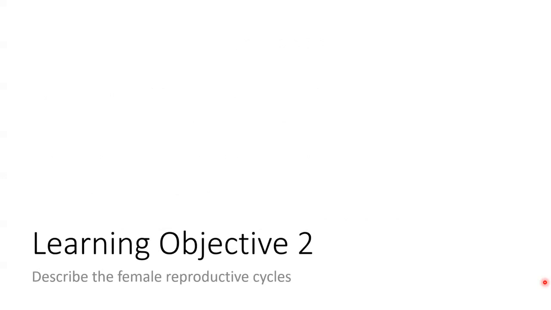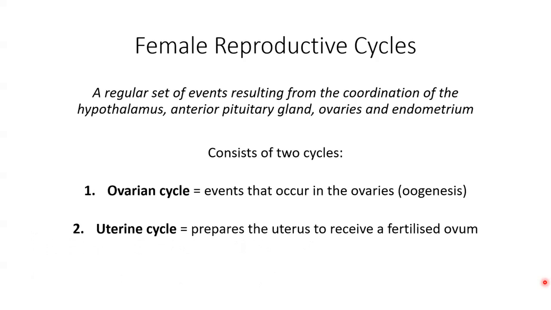So moving on to learning objective number 2, which is to describe the female reproductive cycles. And after puberty, it's these cycles which actually regulate some of the processes that we just talked about. So during their reproductive years, non-pregnant females will typically exhibit cyclical changes in both the ovaries and in the uterus. Each cycle takes roughly a month and involves both oogenesis and the preparation of the uterus to receive that fertilized ovum. Hormones secreted by the hypothalamus, the anterior pituitary, and the ovaries will control these 2 cycles.